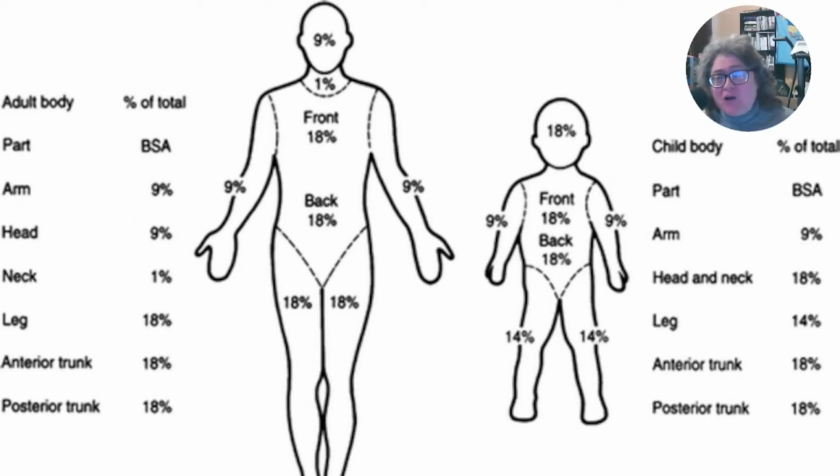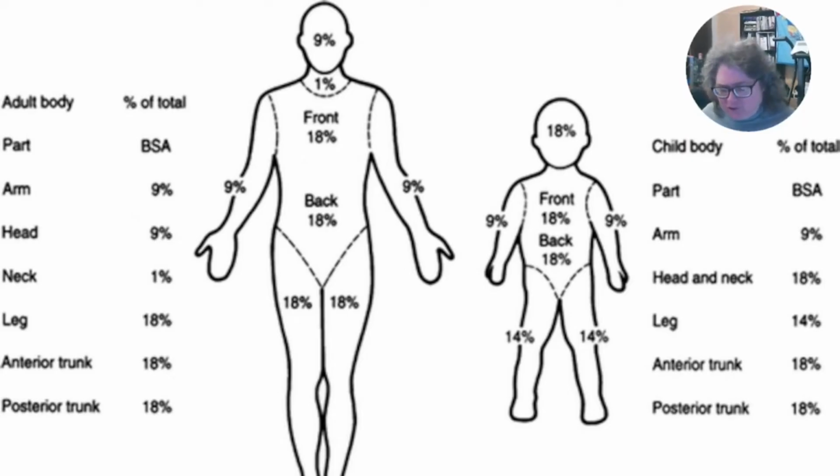I love this chart, but I can see that usually the neck is not 1%, okay? They usually have the head and neck at 9%, so write that down. Head and neck constitute 9%, okay? That's the only difference on this chart. And the groin area, or the perineum area, is 1% for both the child and the adult, okay?